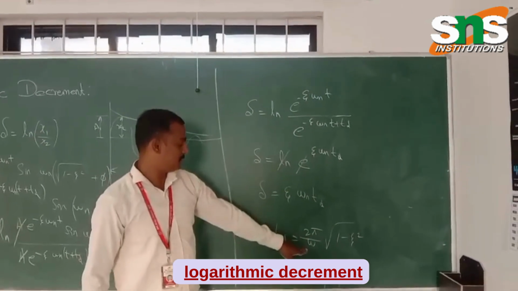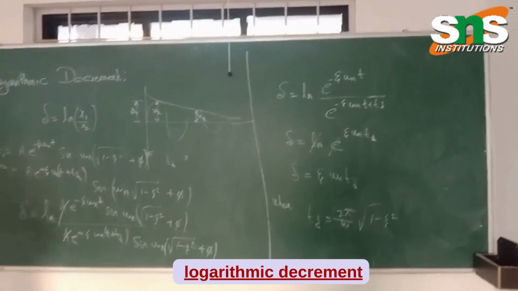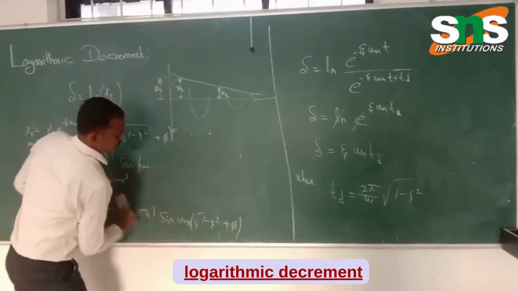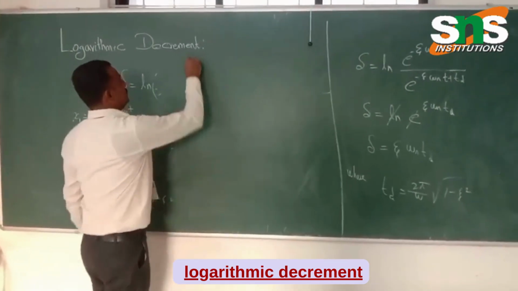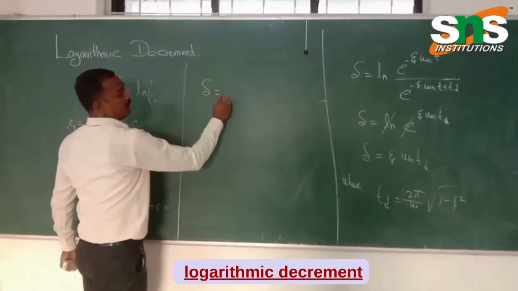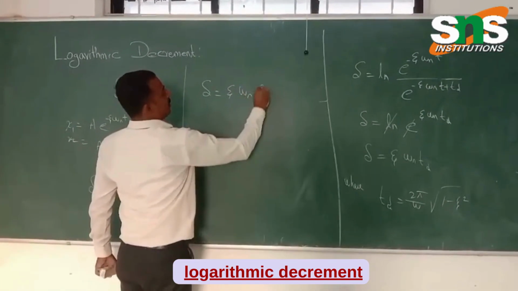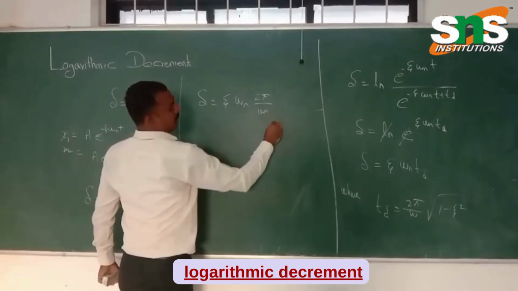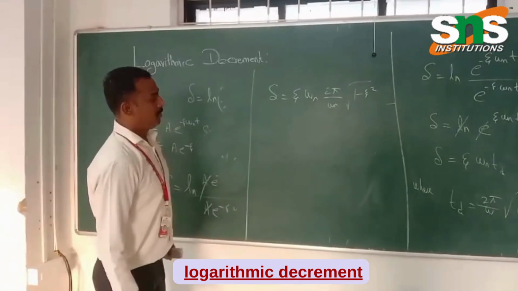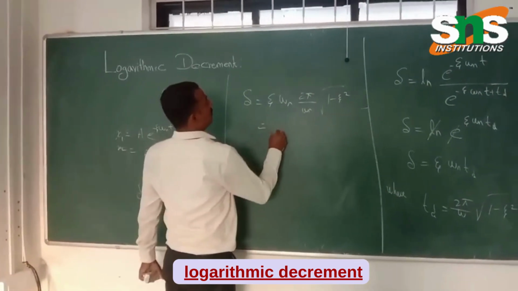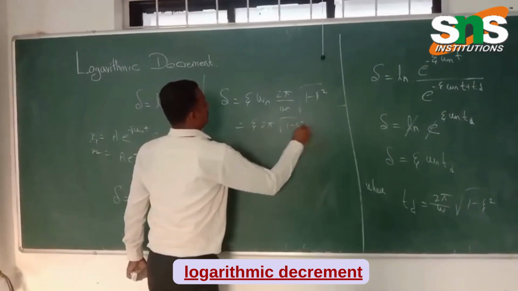Now if we replace td here, the logarithmic decrement delta will be zeta, the damping ratio, times the natural frequency omega n, times 2 pi by omega n root of 1 minus zeta square. Right. So delta equals zeta 2 pi by root of 1 minus zeta square.